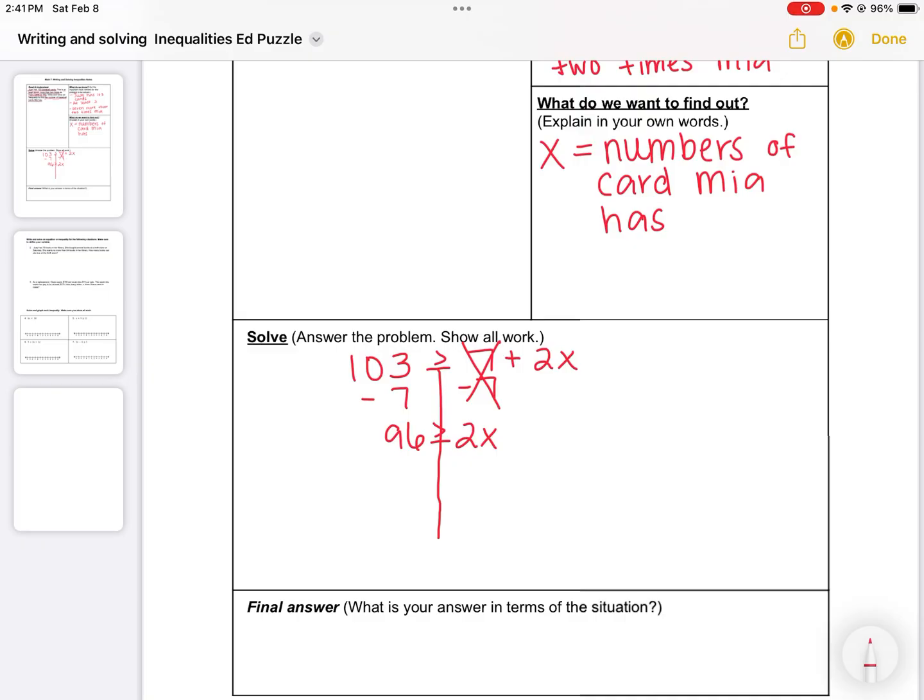When you have a 2 and an X next to each other, or any number next to a letter, multiplication is happening. We want to do the inverse operation, so we want to divide by 2 on both sides of the inequality sign. Here I am dividing by 2. When I do, these cancel and I'm left with X. My sign has stayed the same all throughout this entire process. 96 divided by 2 should give me 48.